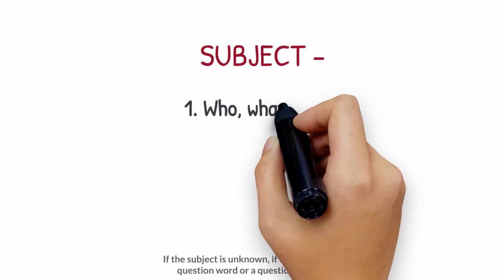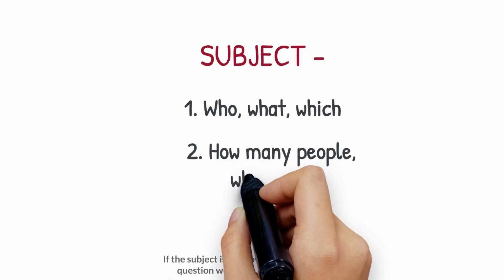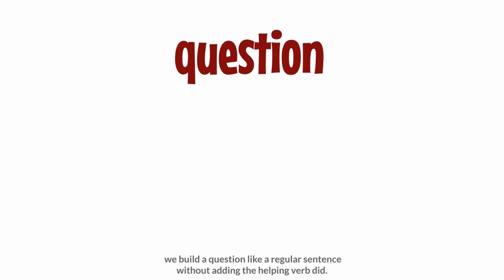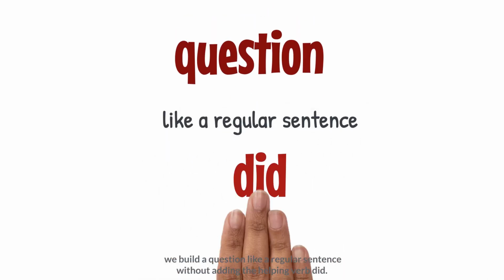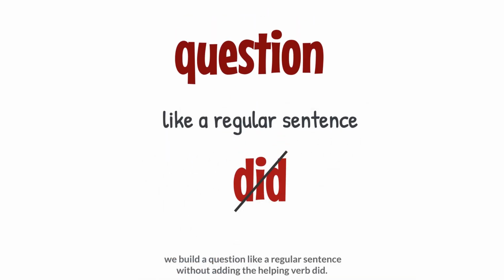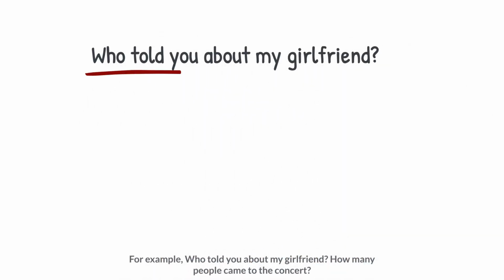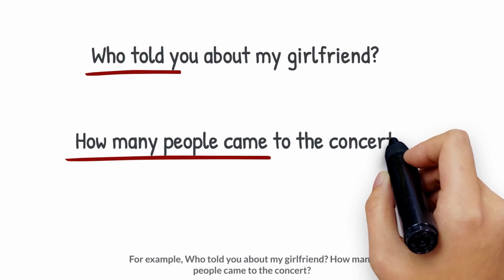If the subject is unknown, if the subject is a question word or a question phrase, we build a question like a regular sentence, without adding the helping verb did. For example, who told you about my girlfriend? How many people came to the concert?